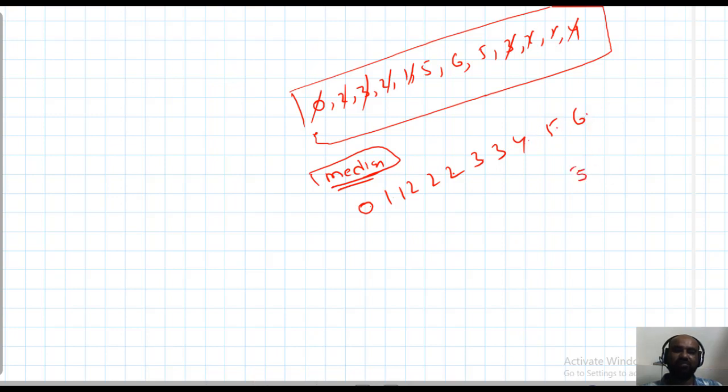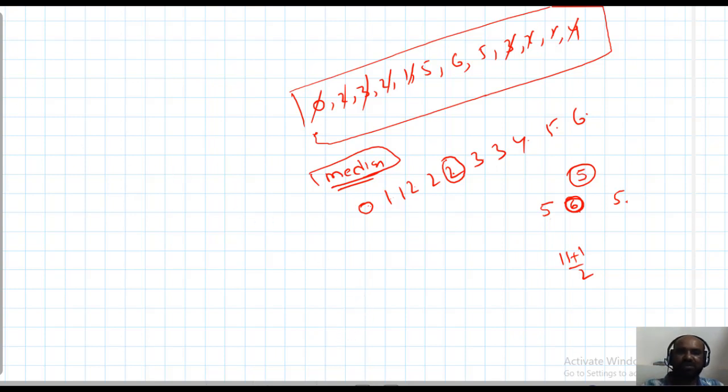1, 2, 3, 4, 5, 6, 7, 8, 9, 10, 11. The 6th one is the median, because this side 5, this side 5, 5 plus 5 plus 1. The total number of observations is 11, and the (11 plus 1) by 2th observation is taken as the median for this data. So counting to the 6th, 2 is taken as the median of the data.